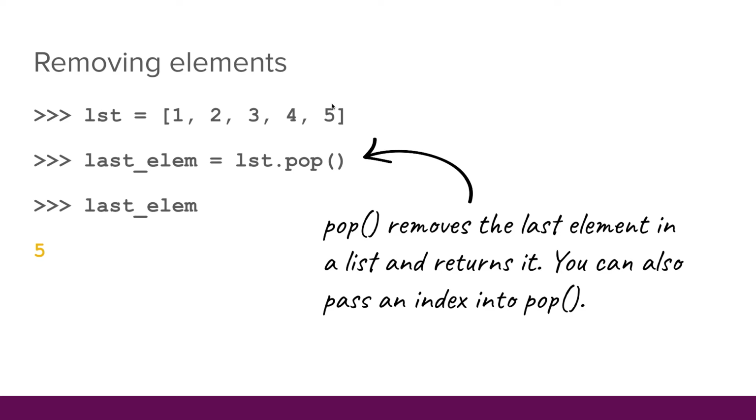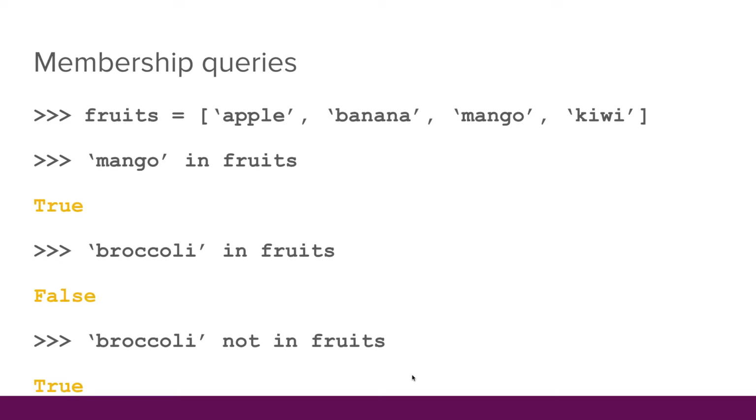If you just want to get rid of the last element, you can pop it off. That will modify the list, so it'll just say 1, 2, 3, 4, and then it will return whatever value you popped off. You can also pass an index in to get rid of one of the elements.